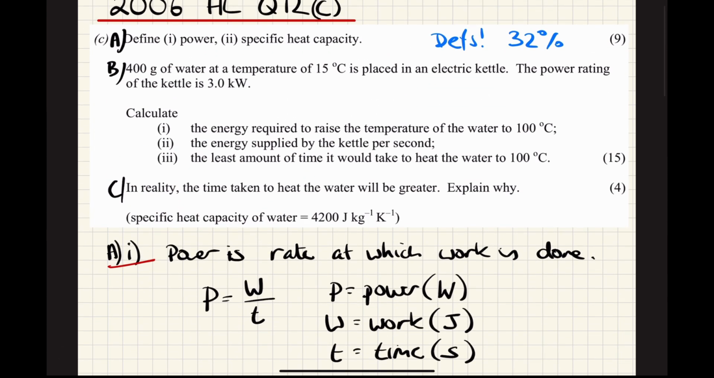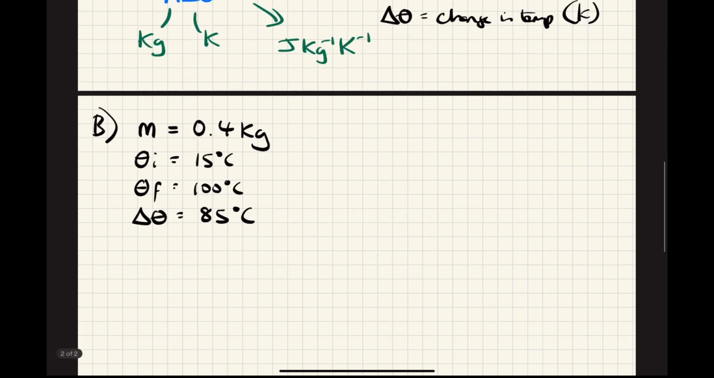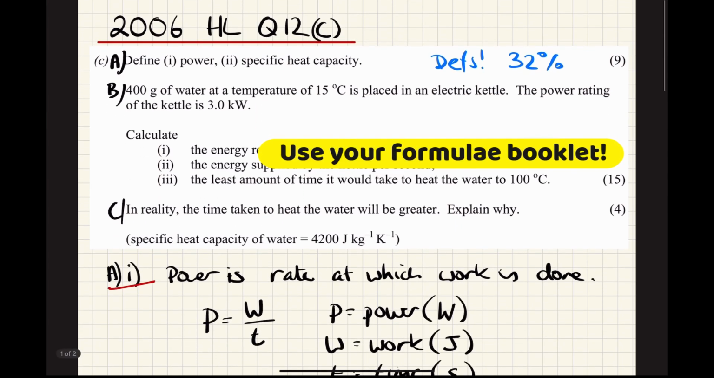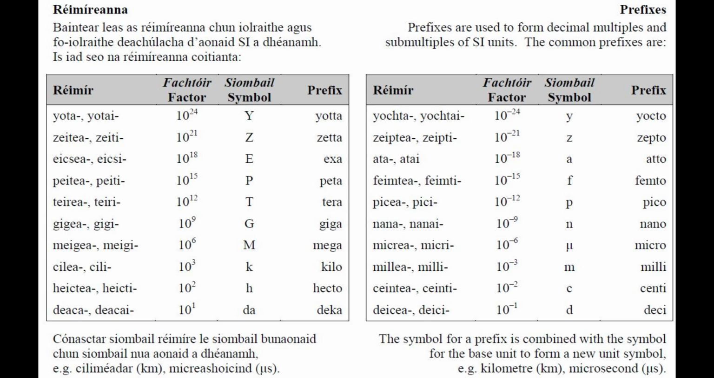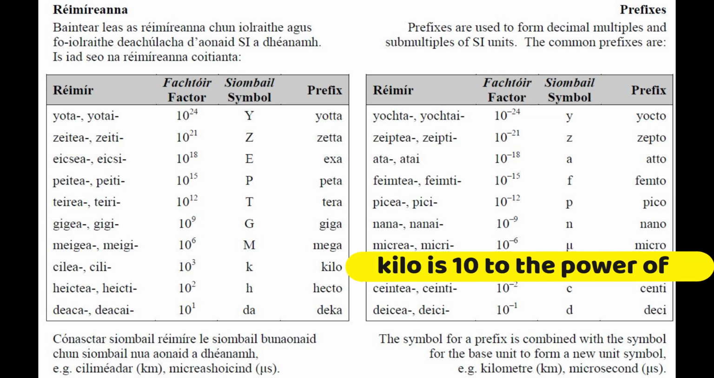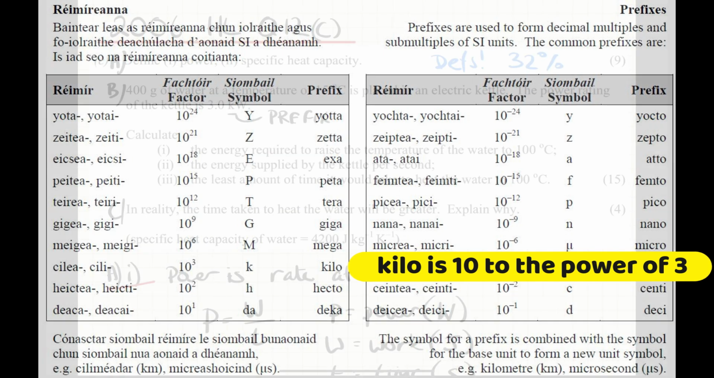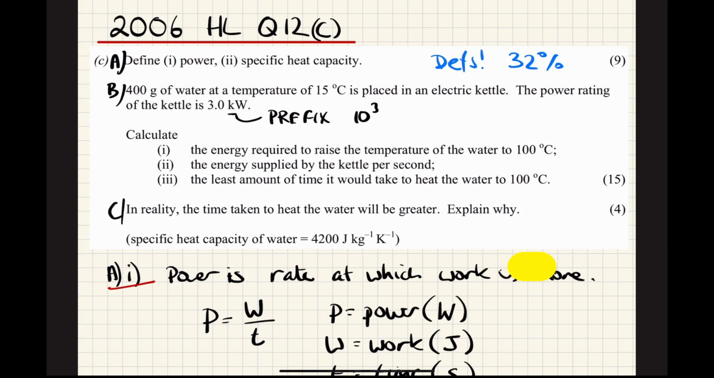What else did the examiner tell me in the question? The power rating of the kettle is 3 kilowatts, so the power is 3 by 10 to the 3 watts. If you're not sure where I got that 10 to the 3, open your formula booklet and turn to page 45, where you will find all the prefixes. You look up the prefix for kilo, the little k, and it is 10 to the 3. Okay, back to the question.